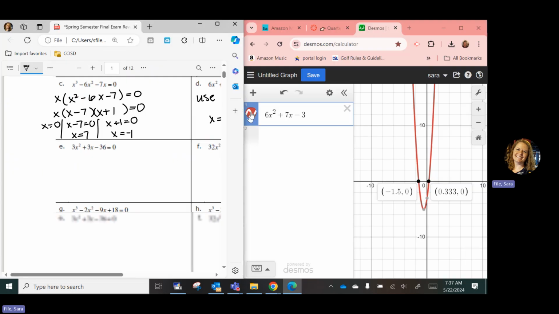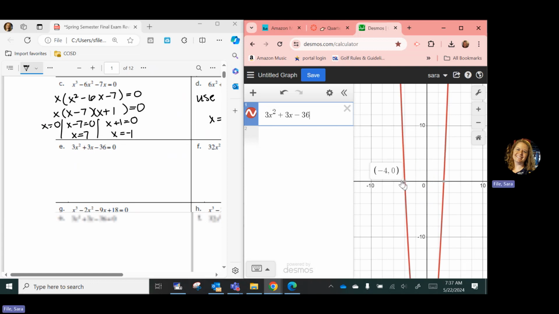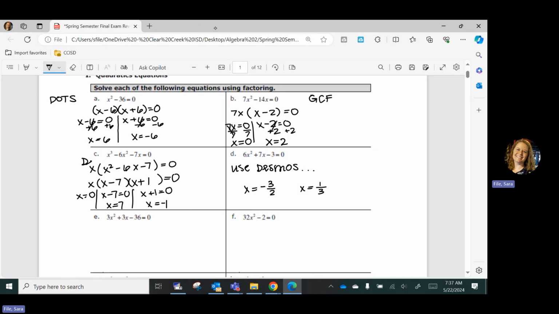So I'm going to do the same thing with E. I'm going to say I have 3x squared plus 3x minus 36. And I can see my x-intercepts at -4 and +3.